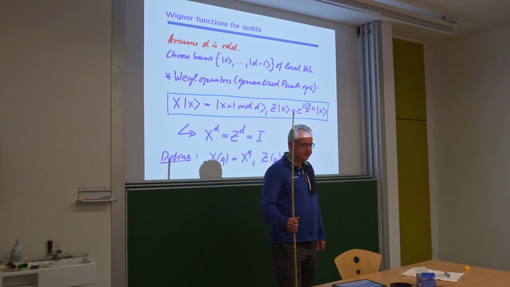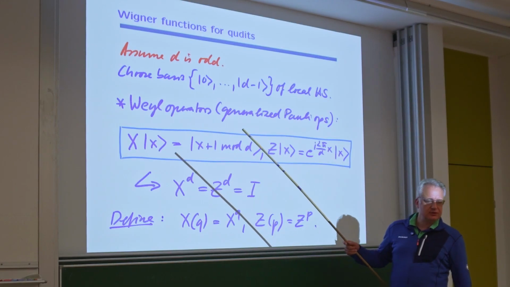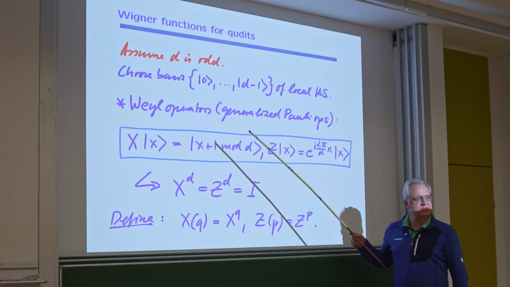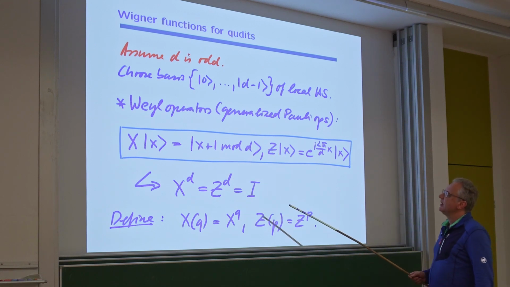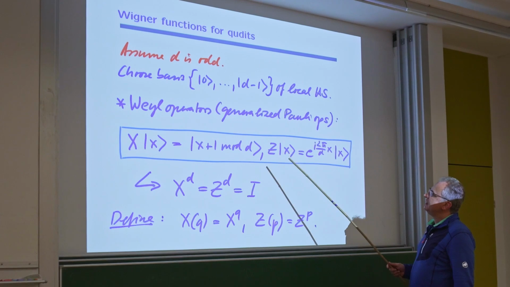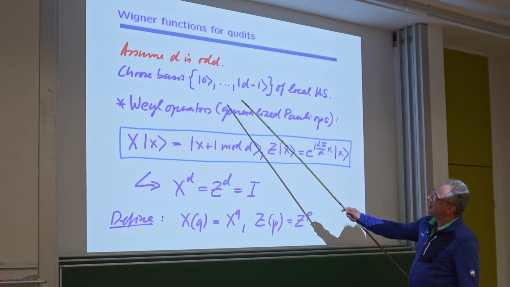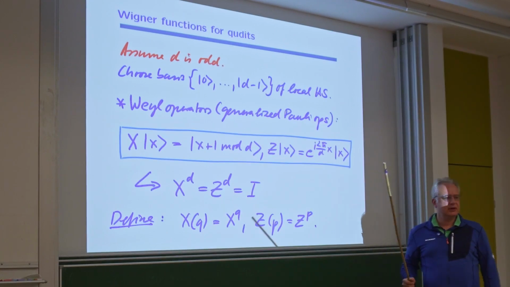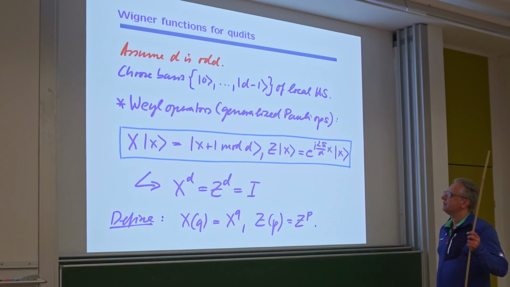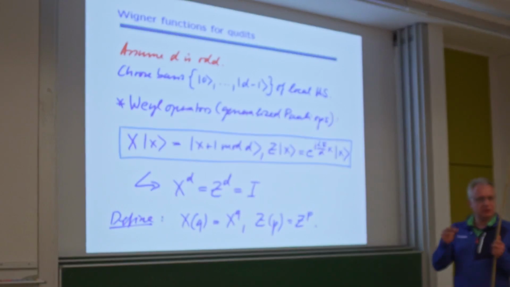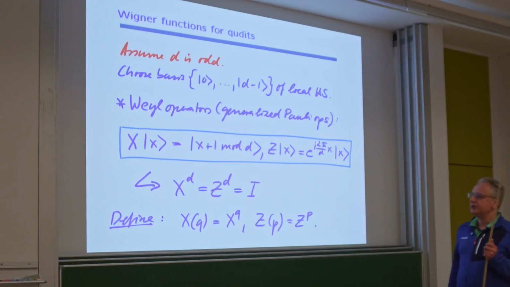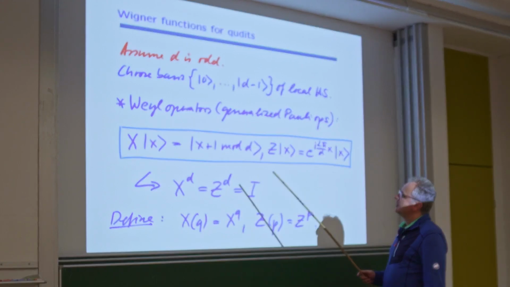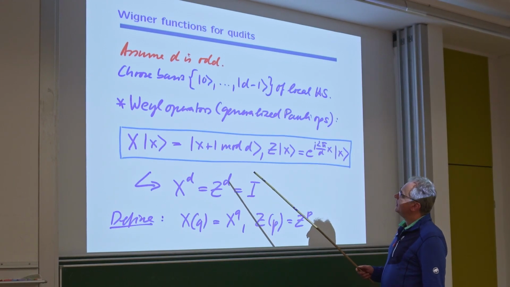Okay, so now let's go to finite dimension. It's not clear why we need this assumption right now, but we will assume that D is odd. We will soon see where we need this assumption. Okay, and so we have a D-dimensional Hilbert space, and we find a basis for it. We would normally call this the computational basis.